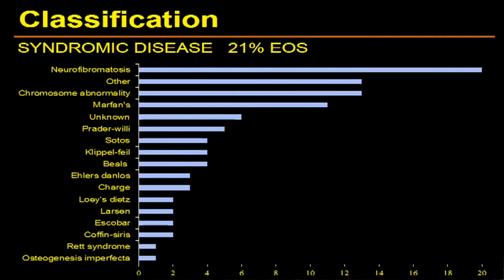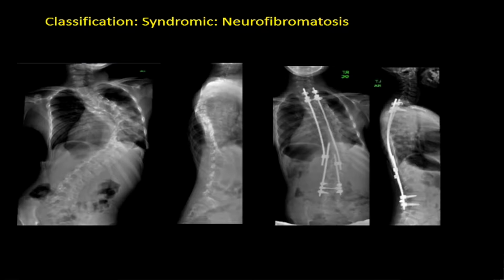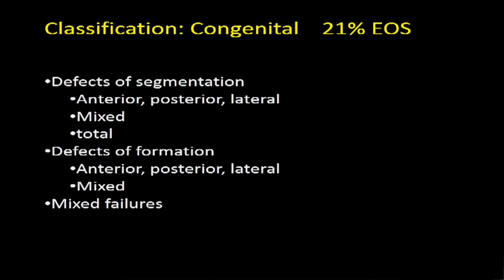The next category is syndromic disease, and this accounts for about 21% of early onset, with neurofibromatosis far and away the most common offender. Chromosome abnormalities and Marfan syndrome are likewise common with early onset of scoliosis requiring early intervention. And this is an example of a neurofibromatosis child who failed conservative therapy such as repeated castings, bracing, without intracanal pathology, who underwent a spine-to-spine growing system.